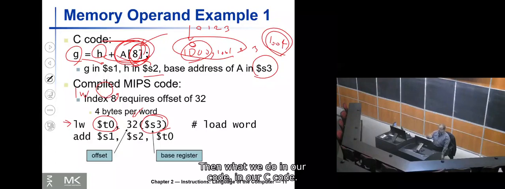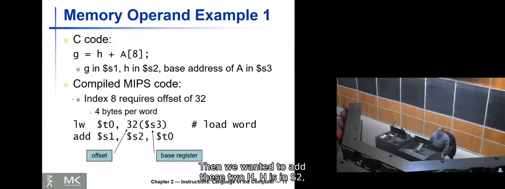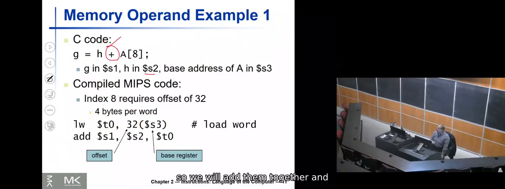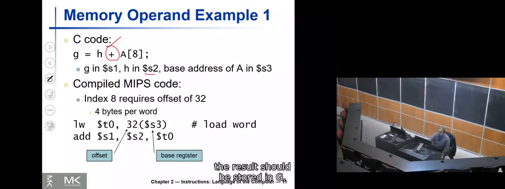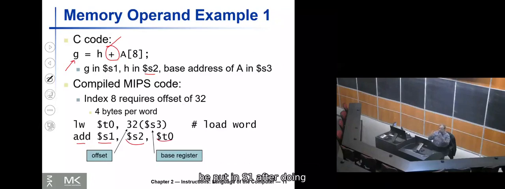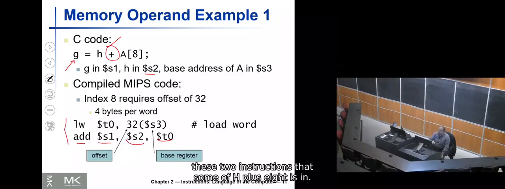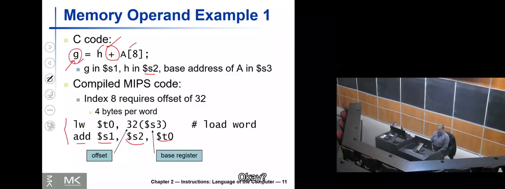Okay? And then, what did we do in our C code? We wanted to add this to H. H is in S2. So we will add them together, and the result should be stored in G. And G is S1. So we write add S1, which is the destination, S2, one of the operands, and T0. They are added together, and the result will be put in S1. After these two instructions, the sum of H plus A8 is in G. Okay?